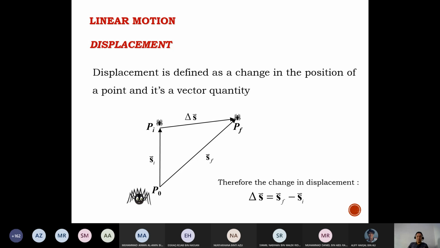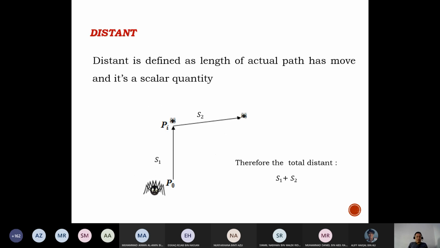Okay, if you can see the picture, the change of displacement is delta S. Delta S is S final minus S initial. So the final spot minus the current or initial spot. So that's why you have delta S. Now we can describe this with the distance, because after this we want to look at the difference between distance and displacement.